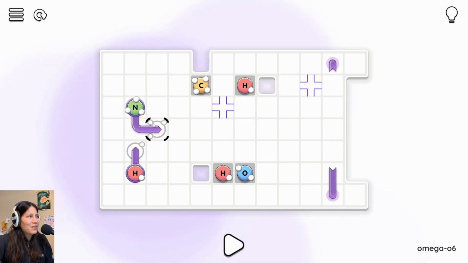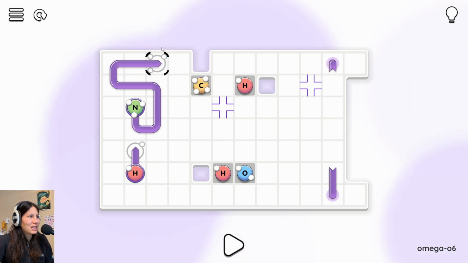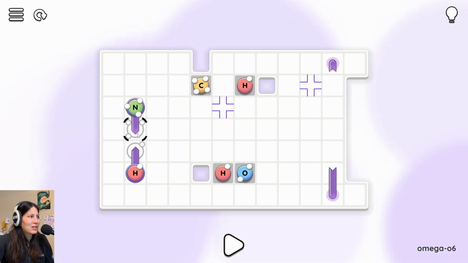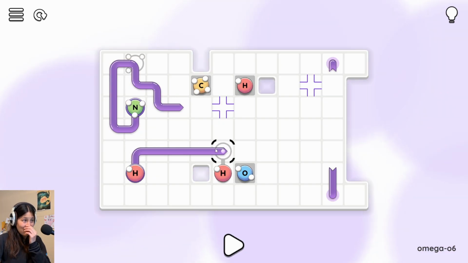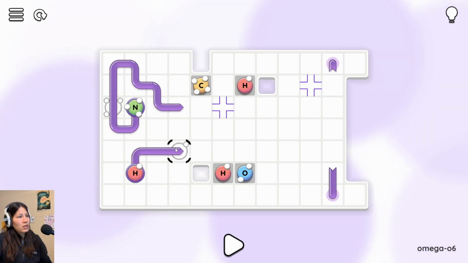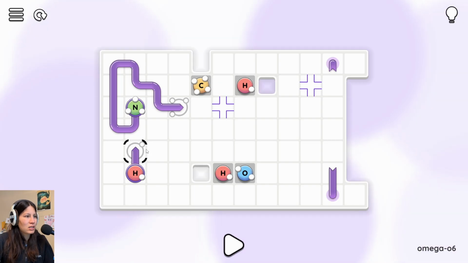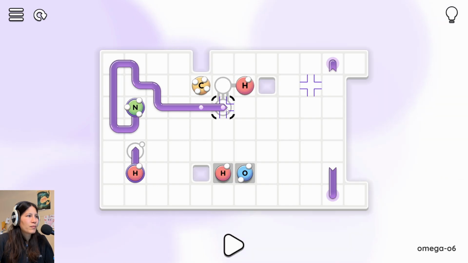Okay. What am I doing? Okay, so I need to piddle around with this and wait or something like this until this H gets that H. Not that H. This H. No. How do I get rid of that H? Because I don't want this H.